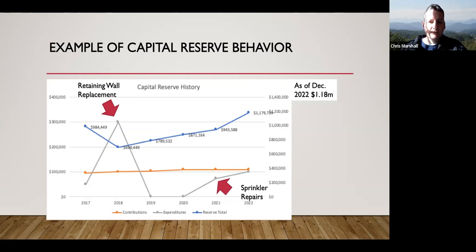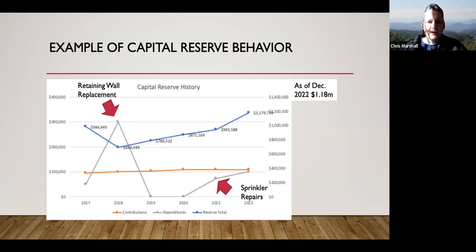So I guess we'll start with the blue line. You can see that from 2017, we had a slight decline, and then we've been accumulating at a pretty steady rate over the past few years to build up our reserve total. And if my count is correct, we're over $1 million, pretty close to 1.18 million in December.